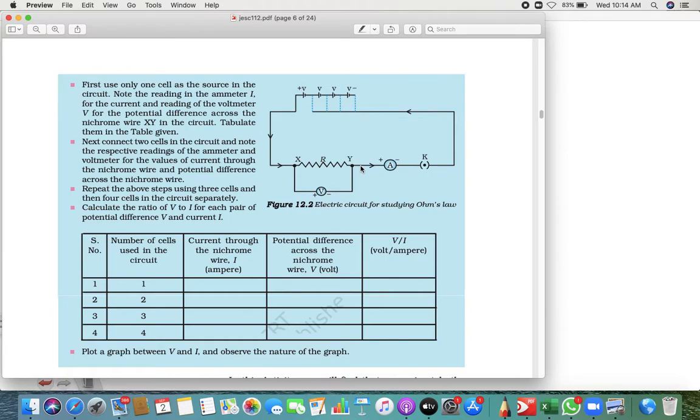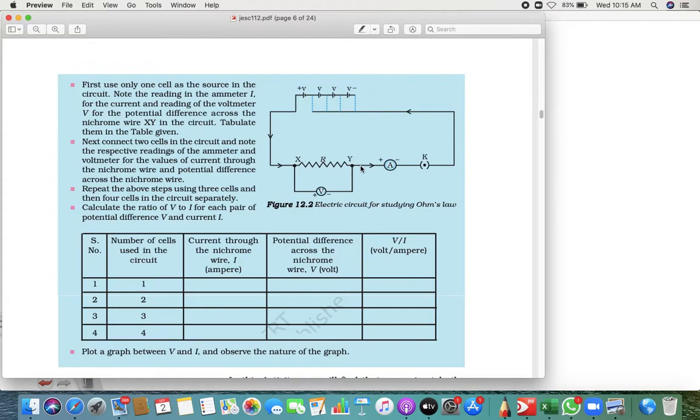We will show you this experiment. We keep on changing the voltage. As we keep on changing the voltage, the potential difference also increases, right. So V versus I, that is the first thing.